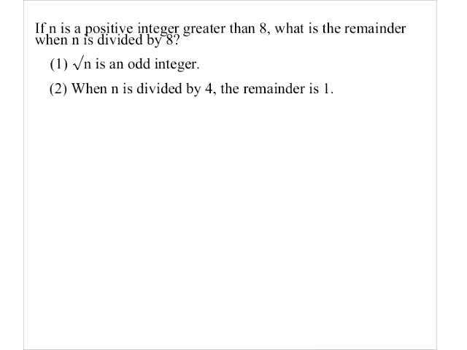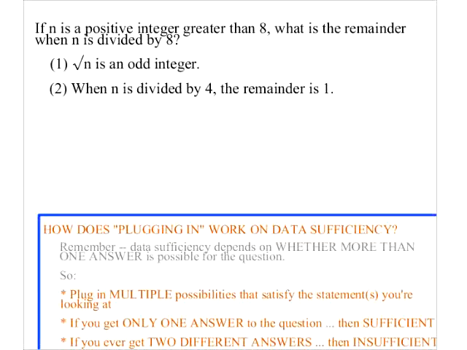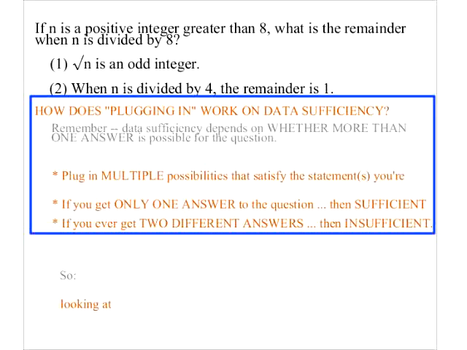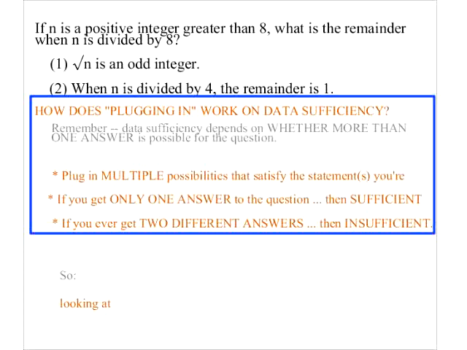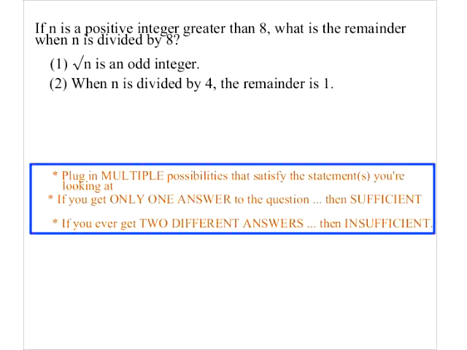Here's the problem, and then we move some of this information over to the next page. So plugging works like this. Let's narrow this down a little bit. Let's get rid of this and make it a little more compact. All right, so that's how data sufficiency plugging works. Let's try that on these.